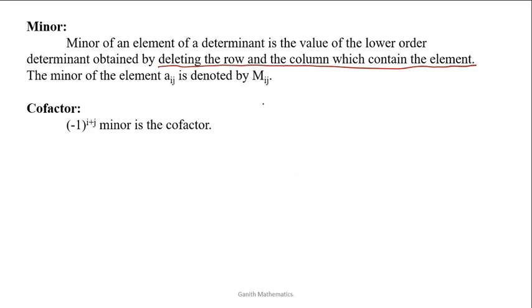For example, I am taking a matrix capital A. The elements are A11, A12, A21 and A22. So this is the given matrix A. Now I am going to find the minor of that. It must be a square matrix because only then can you find the determinant, right? So A is equal to A11, A12, A21, A22.